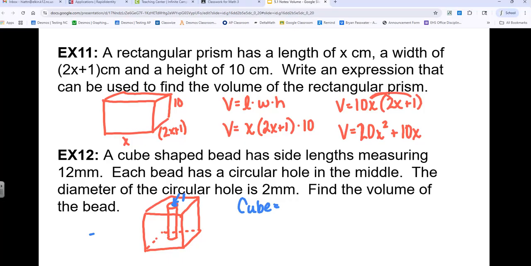Heston, how would we find the volume of that cube on number 12? You can give me the formula, yeah? Yeah, just the side cubed.